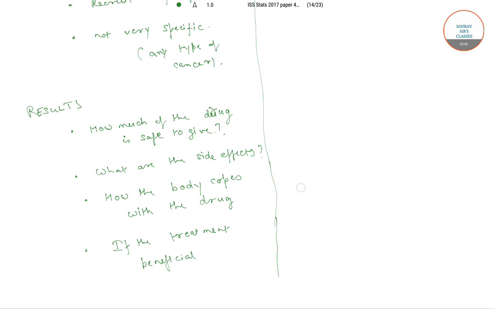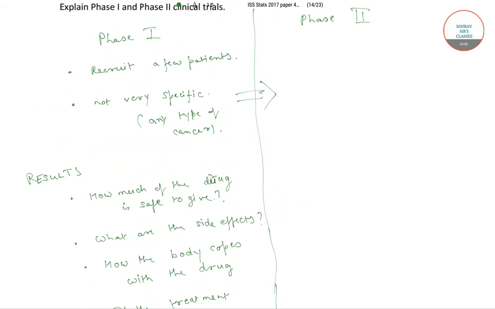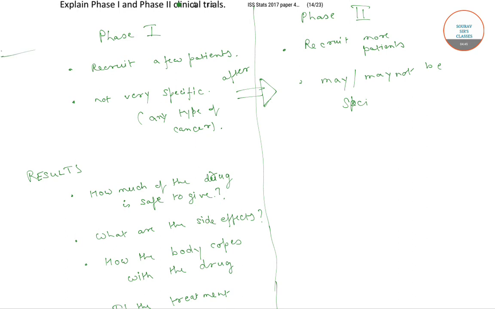Now after the phase 1, we move towards the phase 2. Now this phase 2 is larger, so they recruit more patients, and these test subjects or patients may or may not be specific.